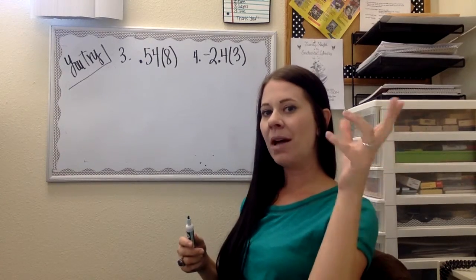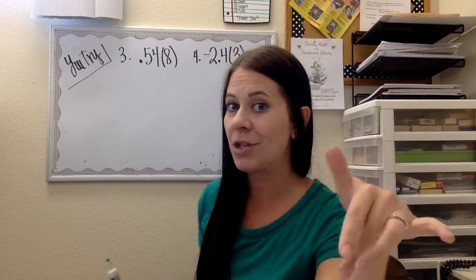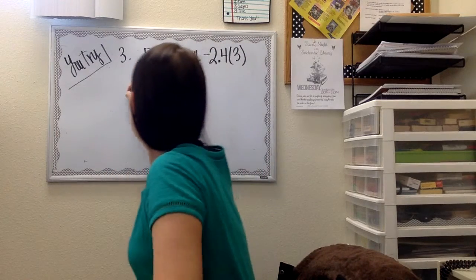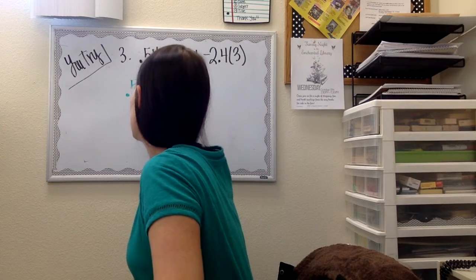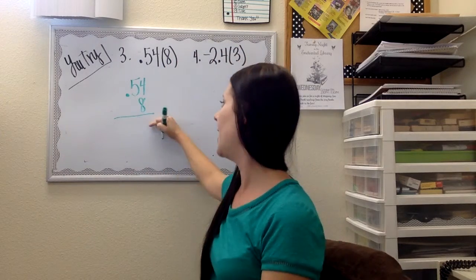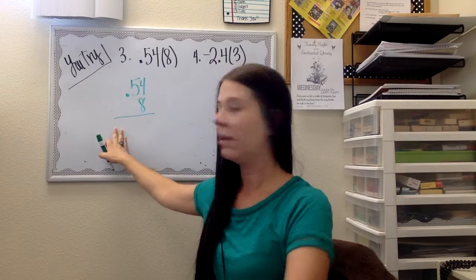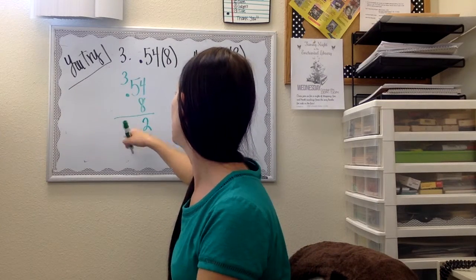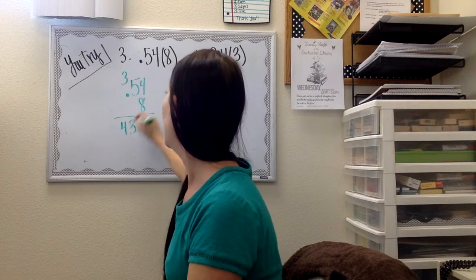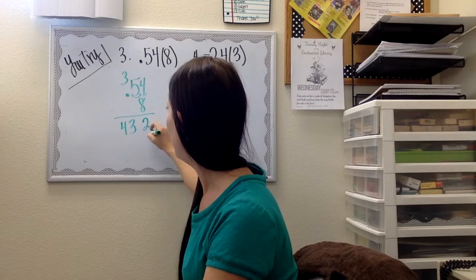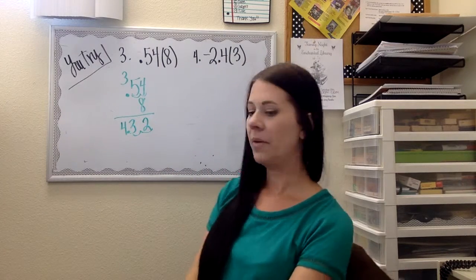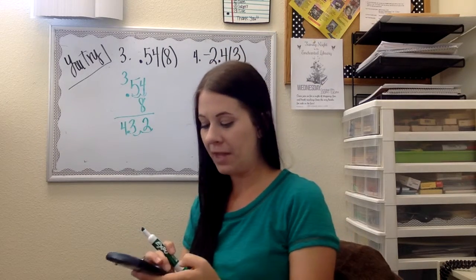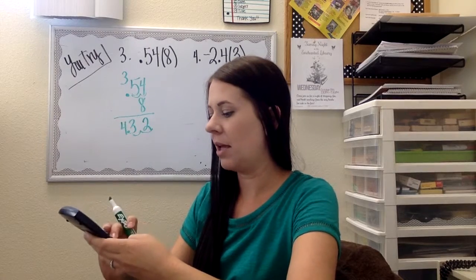All right, so when we multiply with decimals, unlike adding and subtracting, I don't line up at the decimal. I line up all the way to the right. So I'm really doing like a 54 times an 8. And then when I'm done, I'm counting the decimals back into my answer. Okay? So 8 times 4 is 32. 8 times 5 is 40 plus 3, 43. And then I count 2 decimals back into my answer. Okay, so 4.32.